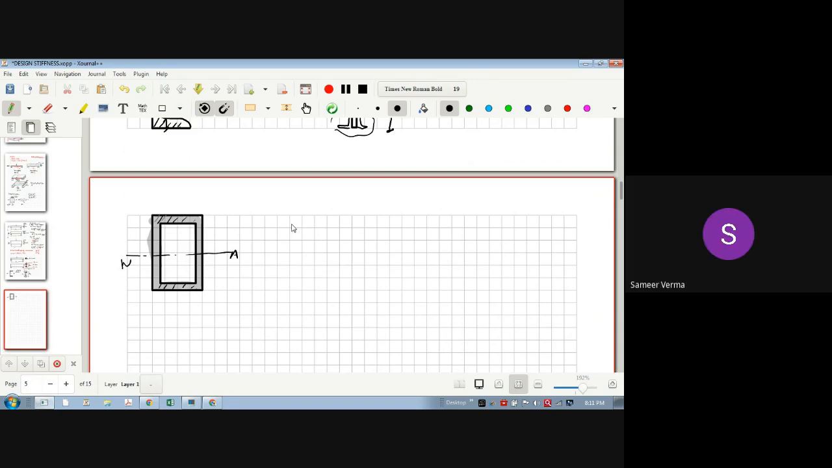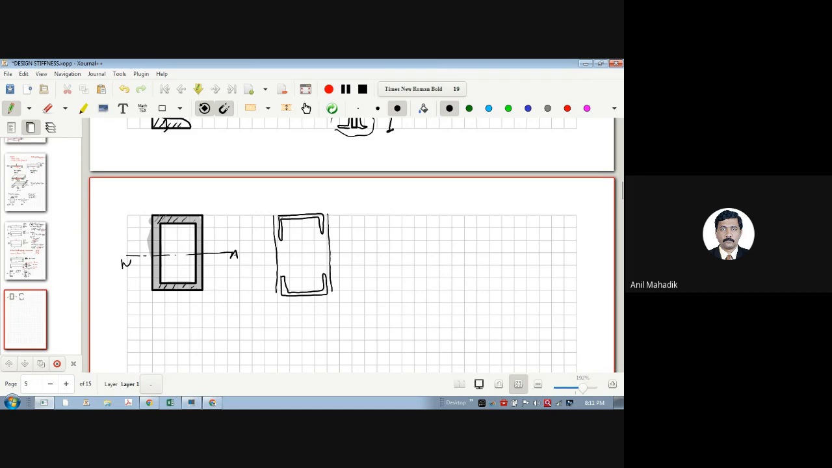Two channel sections back to back. Yes, two channel sections back to back, correct. Generally we use this in steel structures for column design. It looks like this. It may be back to back or front to front, whatever may be the choice. Either it can be like this. So this is one channel, then this is the second channel. This is a built up column. Let's say I'm discussing the built up column first.